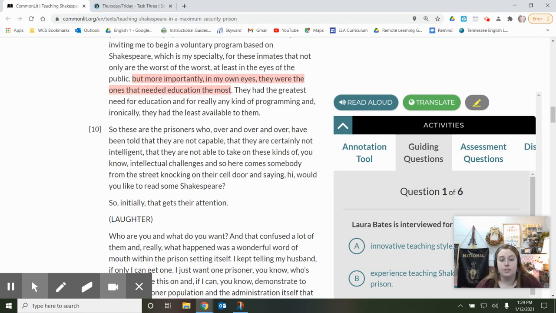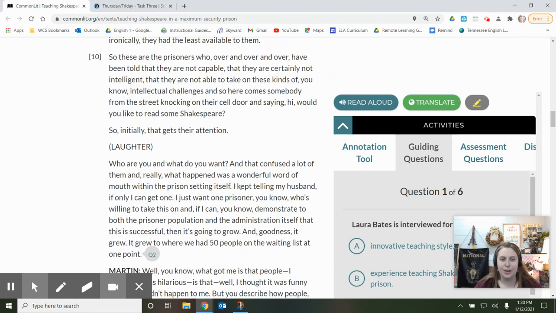So these are the prisoners who over and over and over have been told that they are not capable, that they are certainly not intelligent, and that they are not able to take on these kinds of intellectual challenges. And so here comes somebody from the street knocking on their cell door saying, "Hi, would you like to read some Shakespeare?" So initially that gets their attention. Right? Who are you? What do you want? That confused a lot of them.